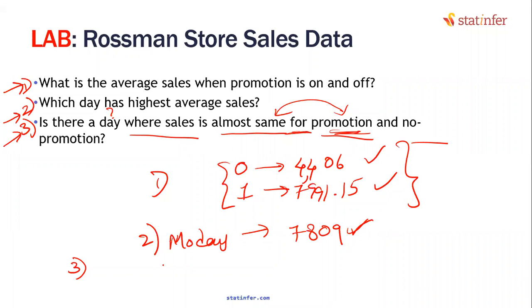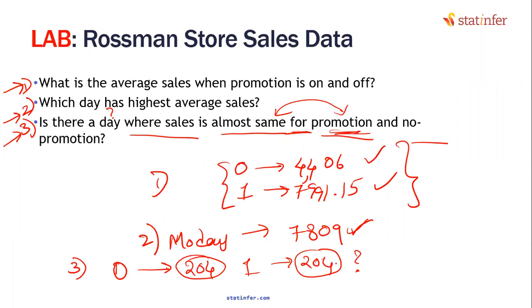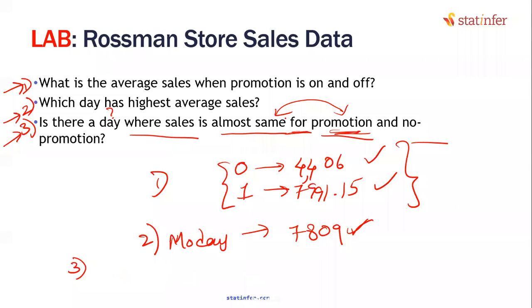Day 7, sir. Day 7. So promotion, whether it is 0, what is the sales? Day 7 is 204. So when it is 1 also, you got 204, is it? Is there a day where whether there's a promotion or no promotion, sales is same? Is this the case? I think day 7, there was no promotion at all. So that will not suffice our condition. The question is, is there a day when you gave a promotion or no promotion?